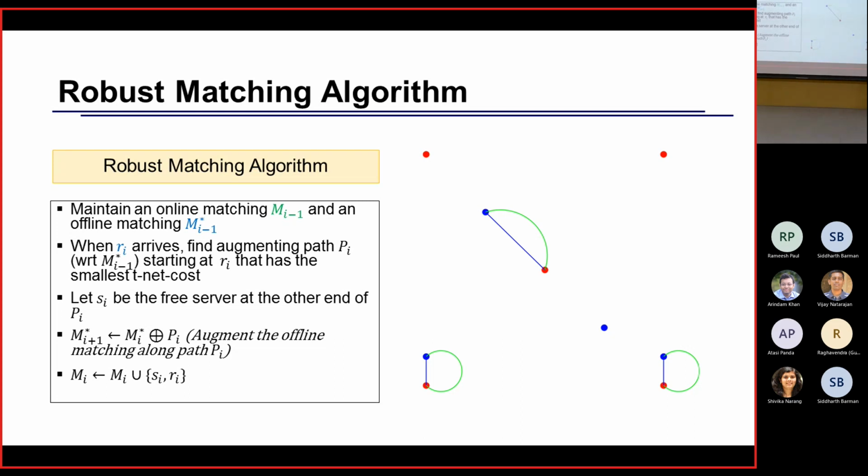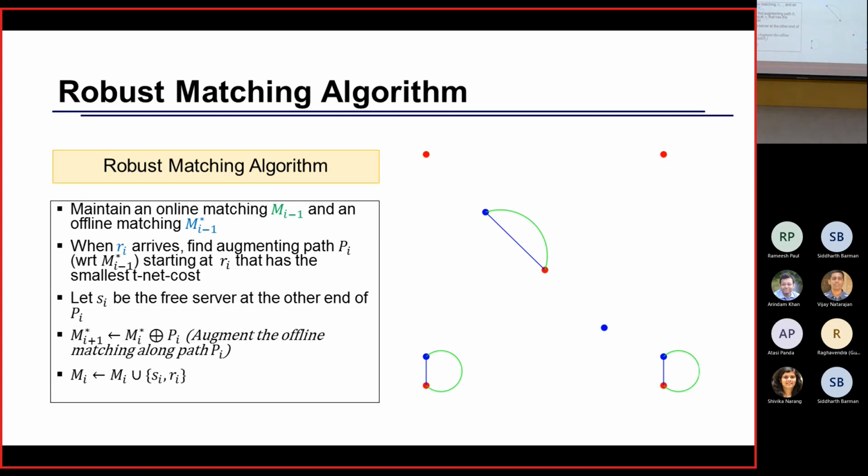The blue edges here are the offline matching edges, and the green edges are the online matching edges. At this point, both are identical. They have the same set of edges. Now I'm going to tell you how this fourth request is processed, and that will tell you how the requests are processed in general. So let's say this is the fourth request that arrives.